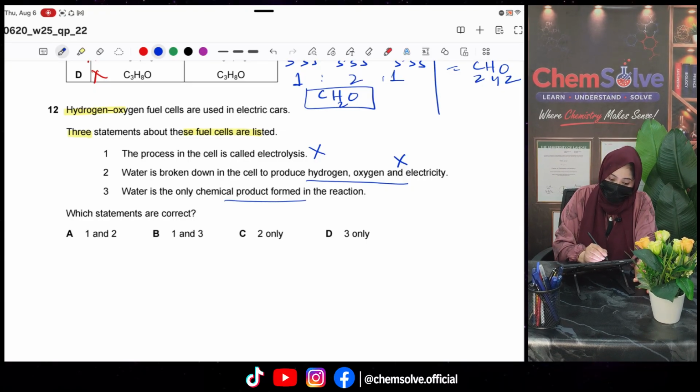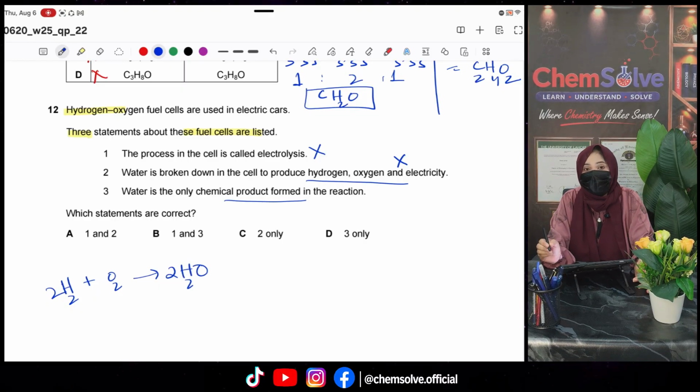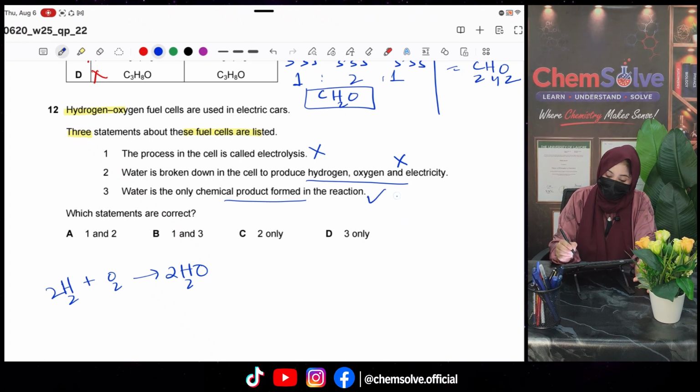Yes. The overall reaction for this is 2H2 plus O2 gives us 2H2O. Basically, hydrogen and oxygen combine and they will form water. So water is the only product and also energy is released. So I believe that the only correct option is option D here.